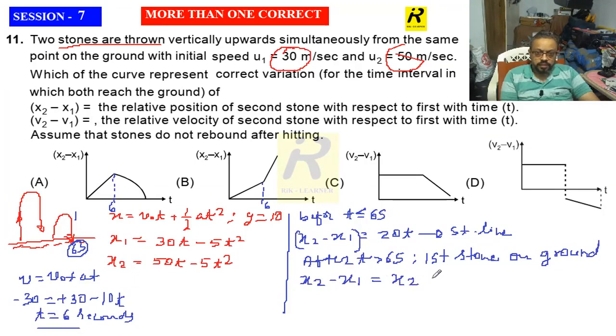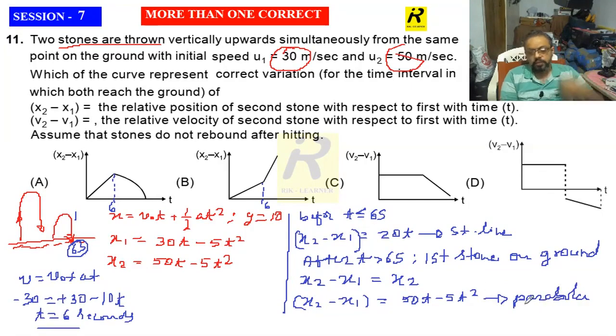Okay, so only x2. That means x2 minus x1 will simply be this one, right? So simply, which is 50t minus 5t square. So definitely the shape of the curve is a parabola. The highest order is 2, so it's a parabola. So that means the correct graph is this one, not this one. So I hope you understood about this much.